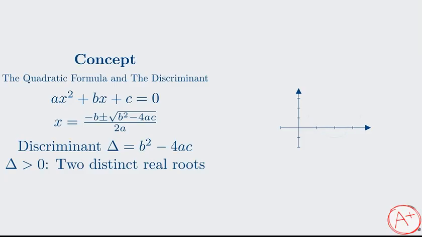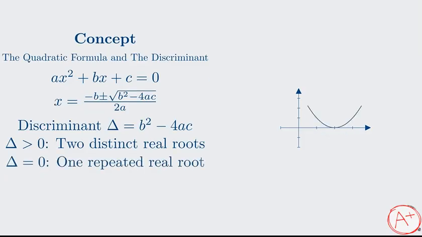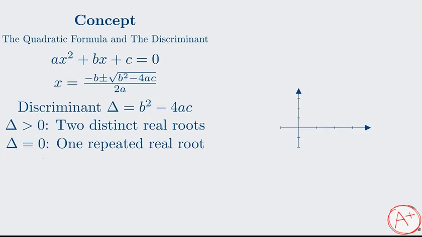If the discriminant is 0, the plus-minus part disappears. We have one unique solution, and the curve just touches the x-axis at its vertex. If the discriminant is negative, we cannot take the square root of a negative number within the real number system. The curve never touches or crosses the x-axis.